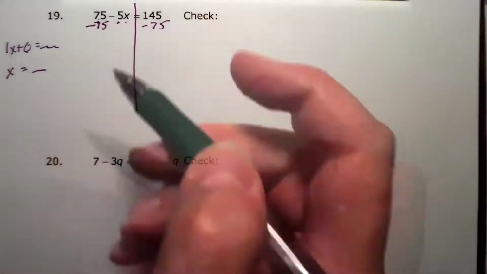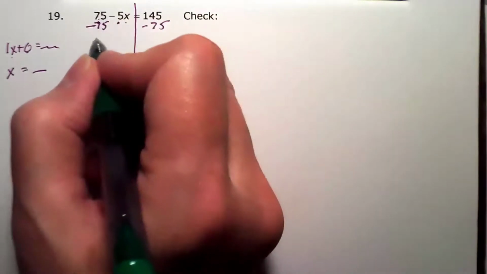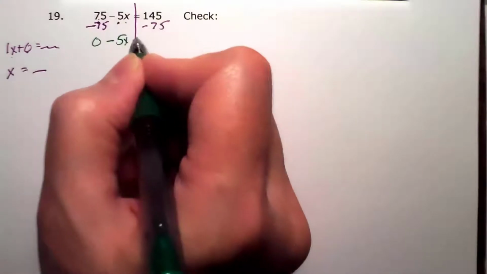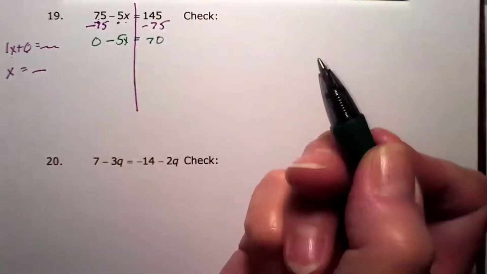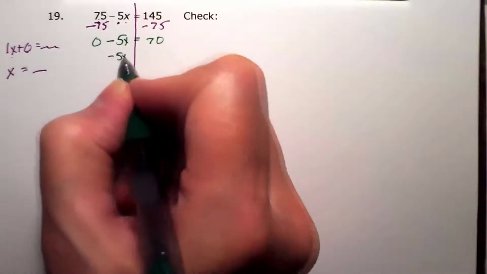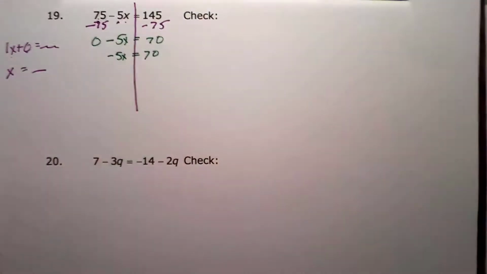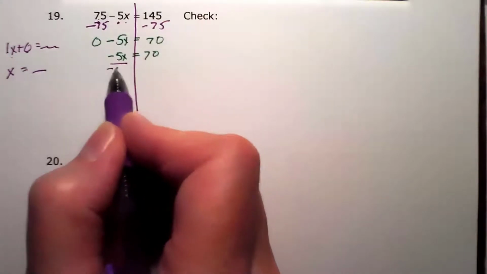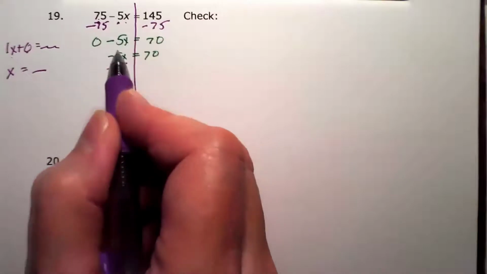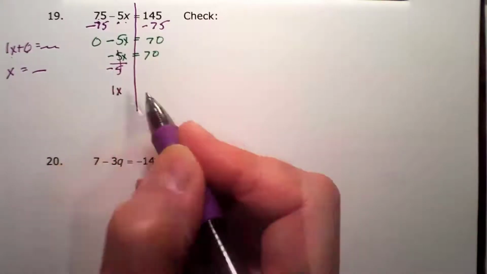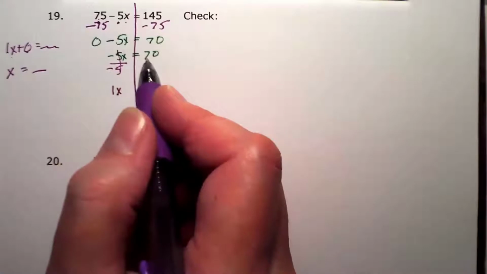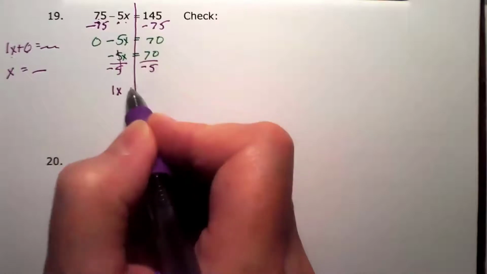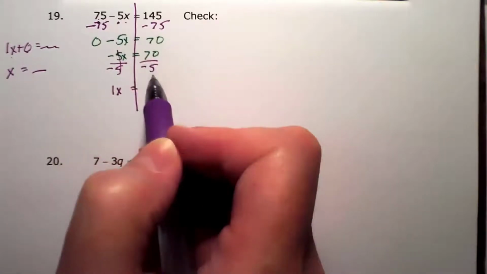And then what I get for my answer is 75 minus 75 is 0, and I still have -5x. 145 minus 75 is 70. So now I have -5x equals 70. My next step is I want just x. Because this is multiplied, if I divide, -5 divided by -5 is 1, so I have 1x. And over here, if I divide here by -5, I have to divide here by -5. So I get 70 divided by -5.